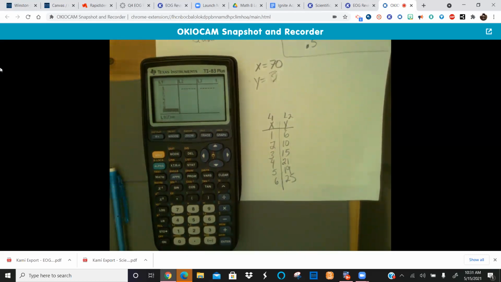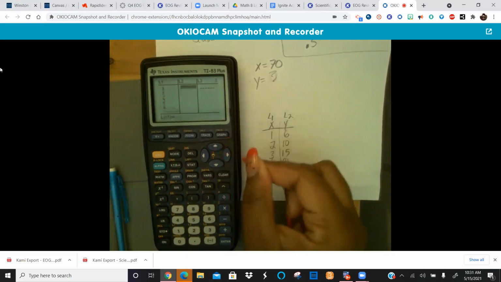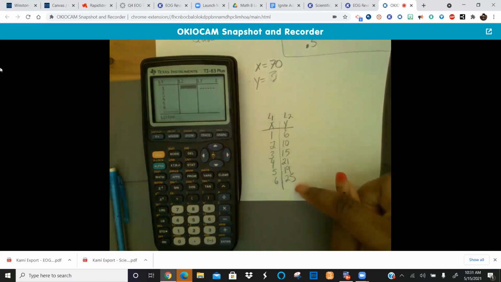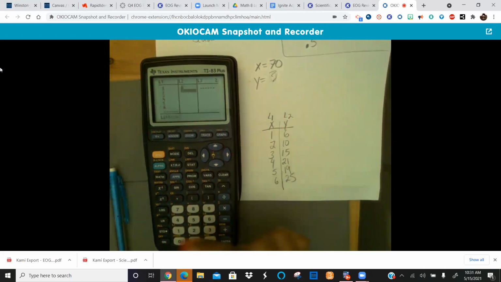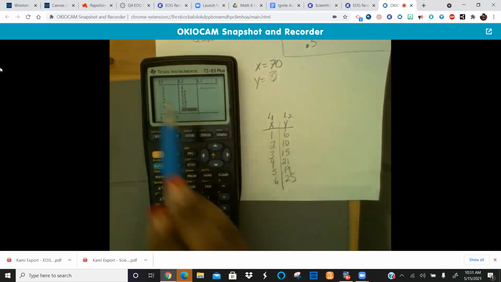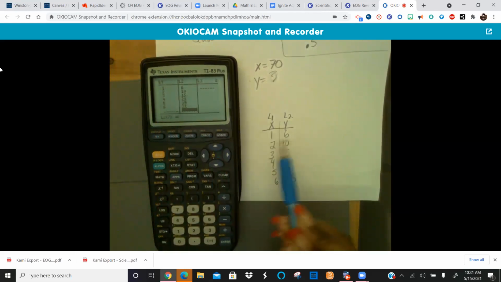Are you okay so far? Yes, ma'am. Okay. And now I'm going to type these numbers in. So I'm going to press the arrow button over, and I'm going to type these numbers in. So that's going to be 6, enter, 10, enter, 15, enter, 21, enter, 19, enter, and 25. Make sure you have the same number of X and Y values. Make sure you typed it in right. It looks right here like it does on your paper. Okay? All right. Do you have the numbers typed in? Are you good? Yes, ma'am.